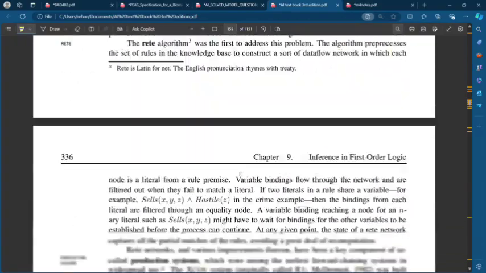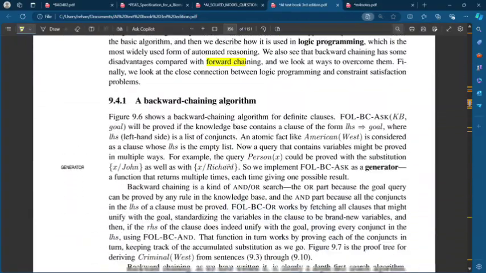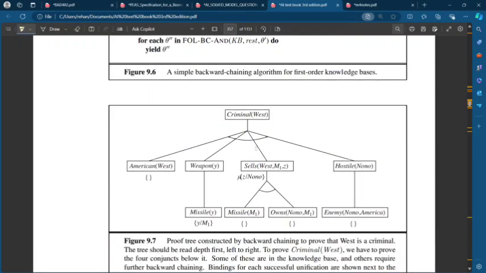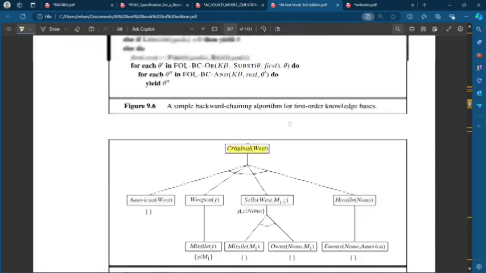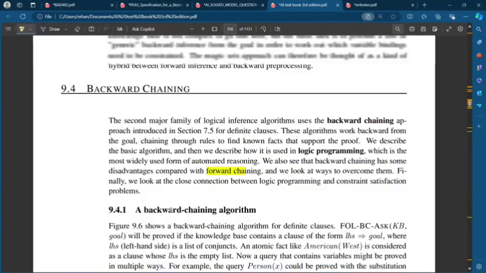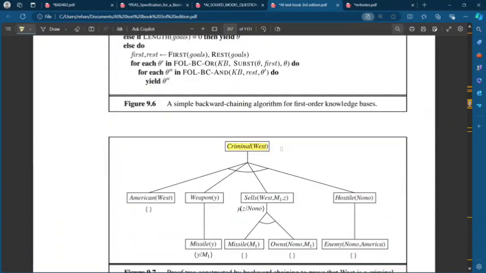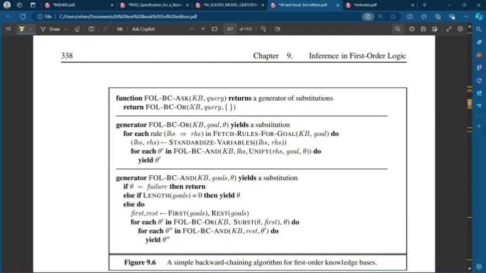Now, backward chaining. This is how you prove by backward chaining. In backward chaining, you already know the goal, that West is criminal. Have they derived any? Okay, they have not. So for West to be criminal, what should be satisfied? First, West should be American, and there should be a weapon. You can say this and this.